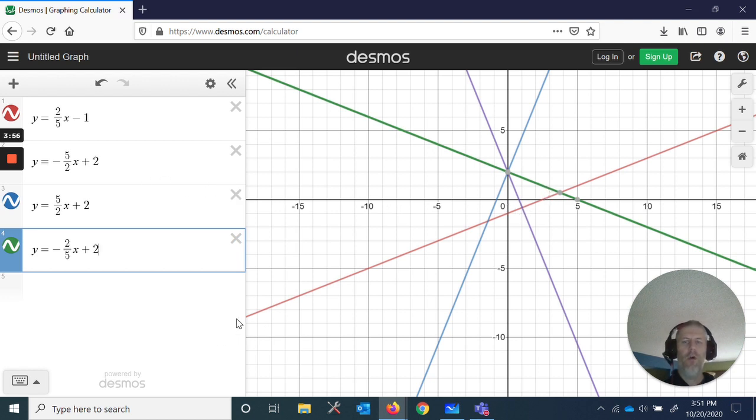So that's about all you need to know when it comes to graphs. Hopefully that helps make sense why it has to be the opposite and reciprocal. So we have to change the sign and flip the fraction. We can't just do one or the other.